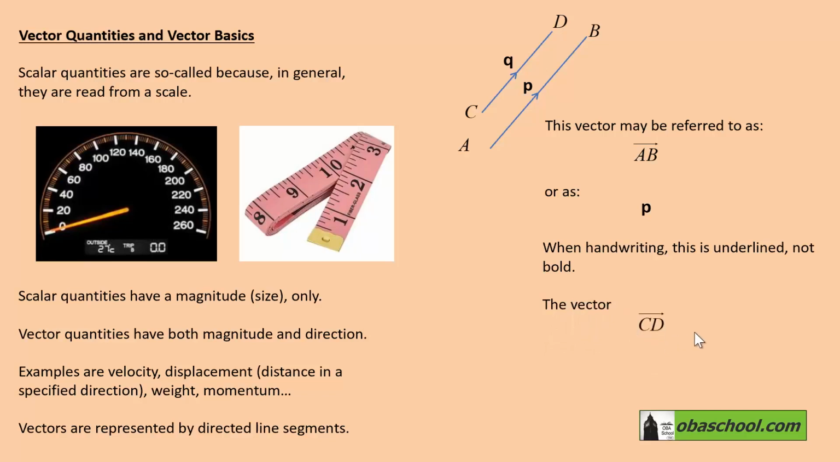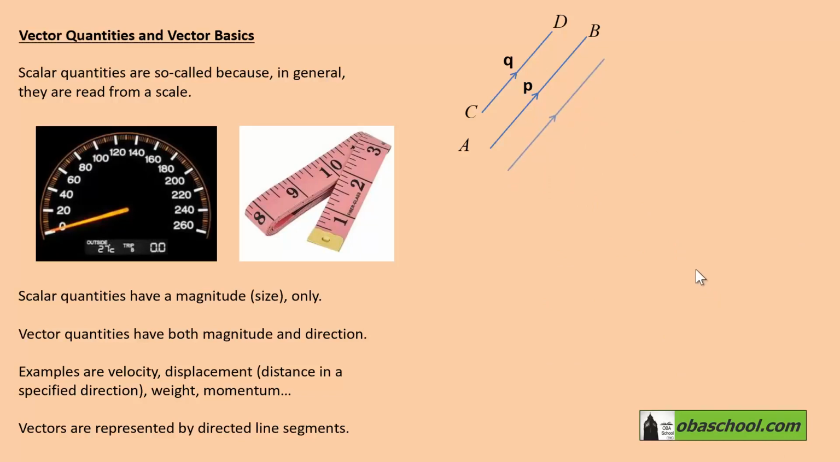The vector CD is parallel to AB. In other words, it goes in the same direction. If we bring in another vector, EF, this goes in the same direction, and it's exactly the same length. Let's call this one r. We can say that AB is equal to EF because it has the same magnitude and the same direction, whereas CD only had the same direction. Or we could write that p is equal to r.